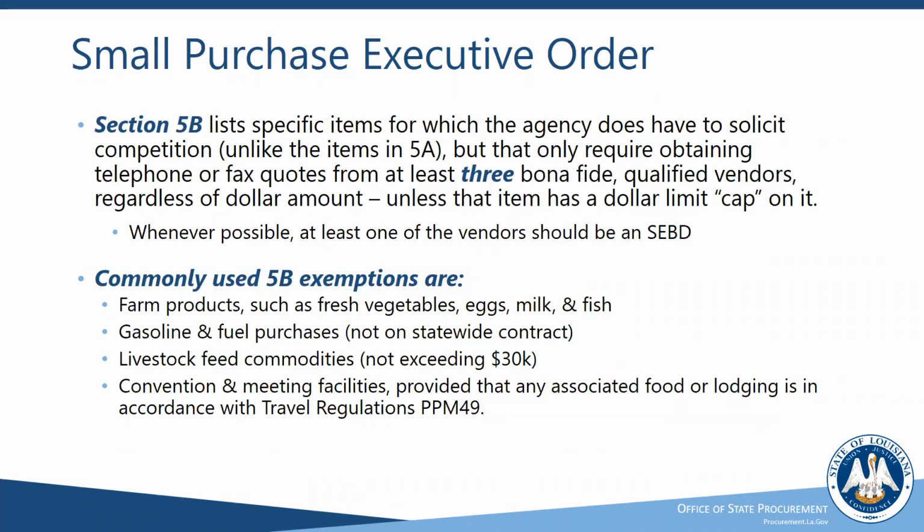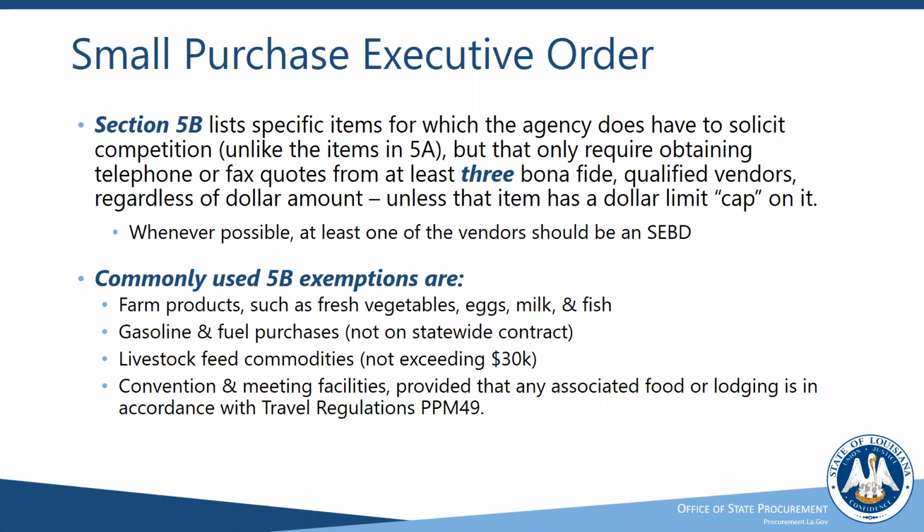Section 5B of the executive order is a little bit different. It lists specific items for which the agency does have to solicit competition, unlike the items in 5A, but that only require obtaining telephone or fax quotes from at least 3 qualified vendors, regardless of the dollar amount, unless that item has a dollar cap on it. Again, those dollar caps are listed in the EO. And again, one of these vendors should be an SEBD vendor.